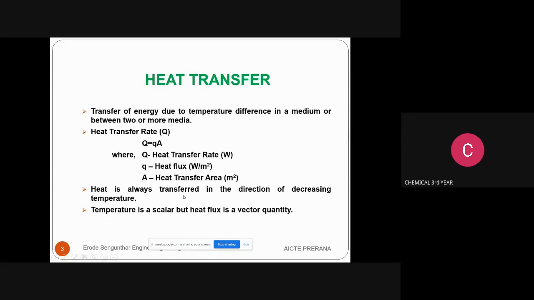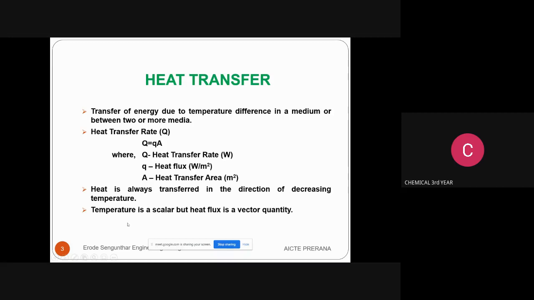Then generally we all know that heat is always transferred in the direction of decreasing temperature. It shows that heat will transfer from the higher temperature to lower temperature. One more thing, if the heat is transferred from one place to another or one medium to another medium, from the medium where the heat is transferring from, the temperature will keep on decreasing only. This sentence is showing the concept: heat is always transferred in the direction of decreasing temperature.